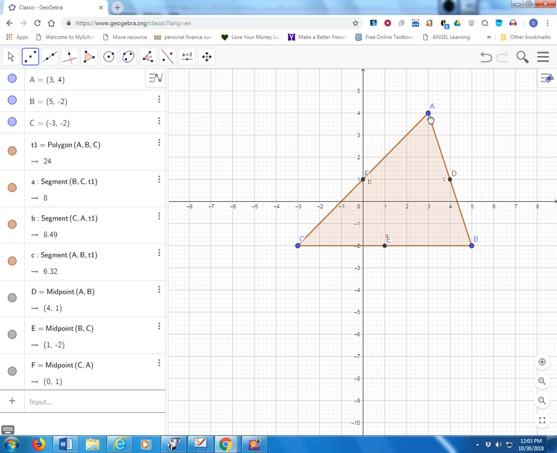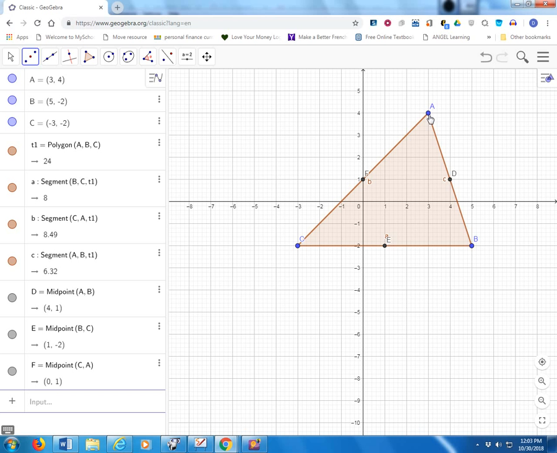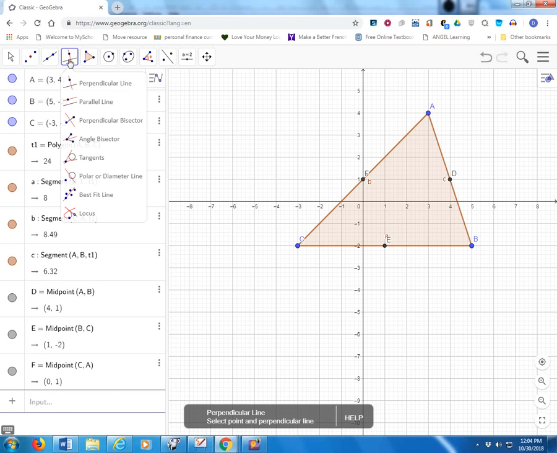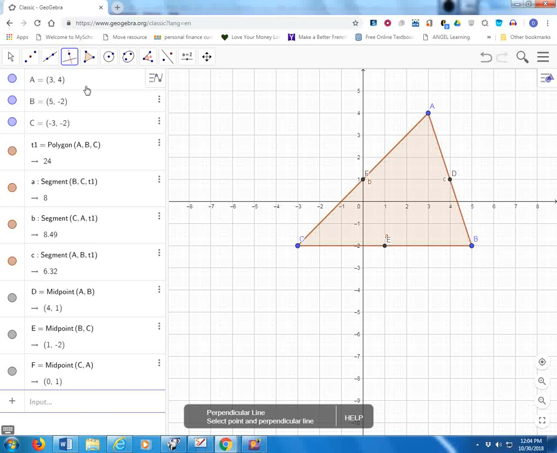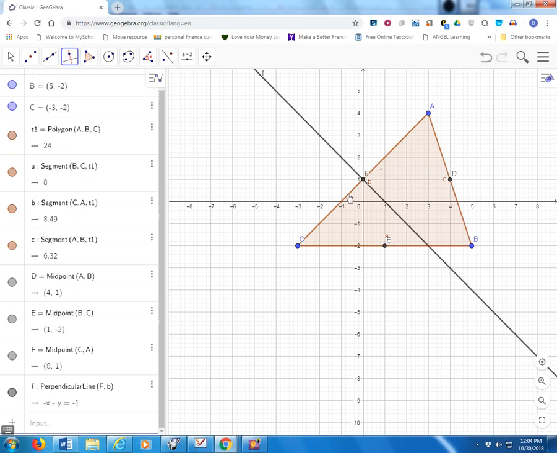Okay. So at this point, I found the midpoint. Now I've got to find a line going through that midpoint. So when you go up here, do you see this? There's a red line. Just click perpendicular line. It's going to want a point and the line. So you're going to touch the point and the line. Point, line, and then it'll draw in your perpendicular line.